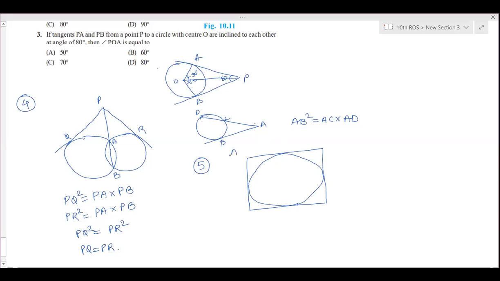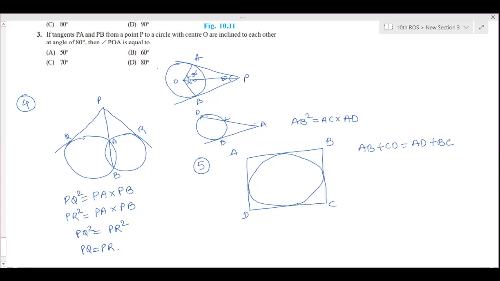A circle is touching all the sides of the quadrilateral ABCD. If the sides of the quadrilateral touch a circle, prove that the sum of a pair of opposite sides is equal to the sum of the other pair. That means you have to prove AB plus CD is equal to AD plus BC. That we have to prove.